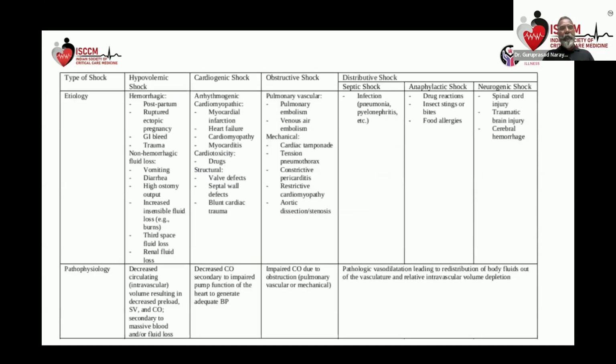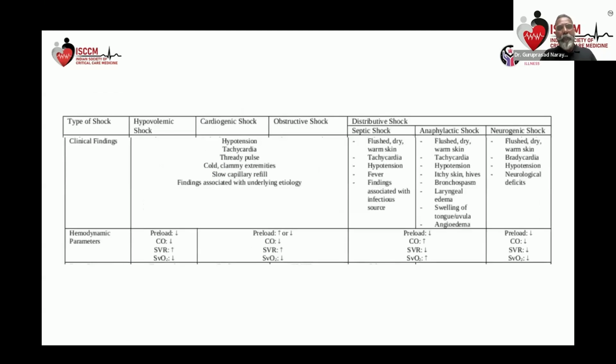So this is a very busy slide, but I'll not touch much upon that, which I have already covered in my previous slides. Every shock has its own classical features, but most commonly in hypovolemic, cardiogenic, and obstetric shock, the features are almost the same. So you have to differentiate with further investigations whether it is a hypovolemic, cardiogenic, or obstetric shock.